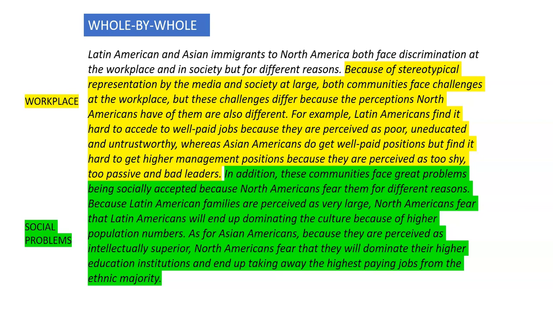As for Asian Americans, because they are perceived as intellectually superior, North Americans fear that they will dominate their higher education institutions and end up taking away the highest paying jobs from the ethnic majority. So that would be an example of whole by whole organization.